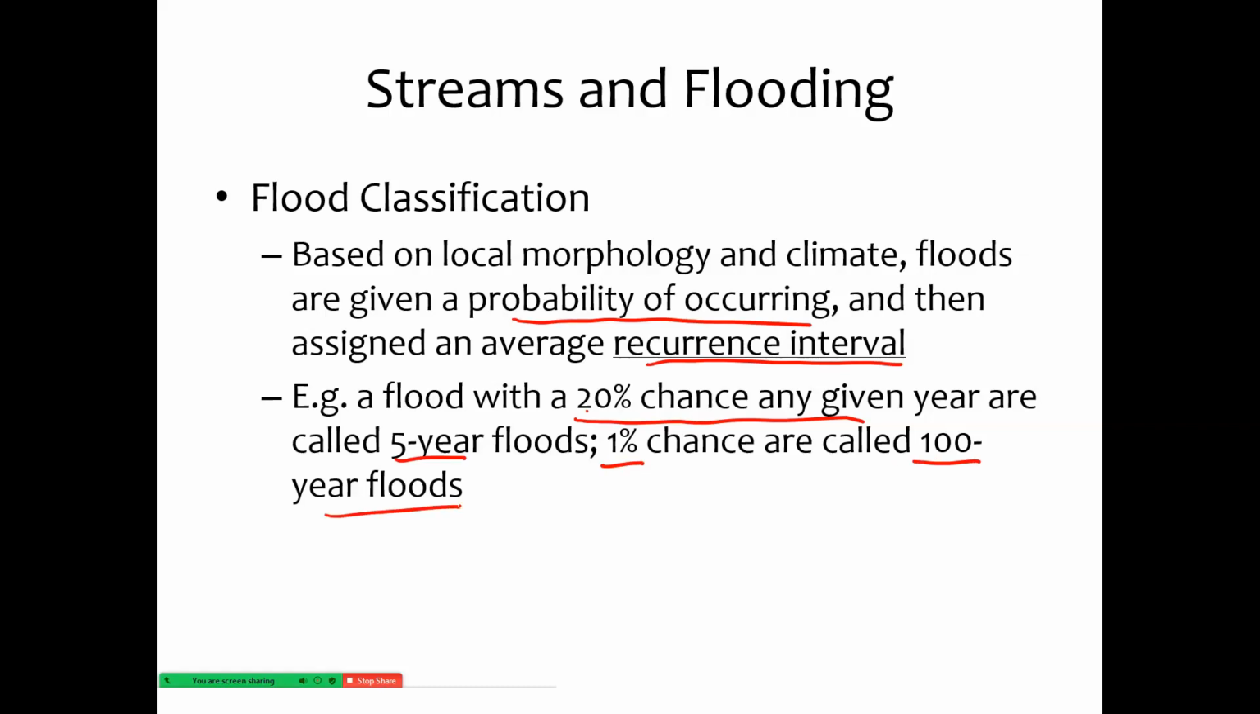So a lot of times when we're dealing with flood zones, we might be dealing with 100 or 500-year floods. 100-year floods have a 1% chance of occurring any given year. 500-year floods have a 0.2% chance per year. They can happen. They don't happen every 500 years.